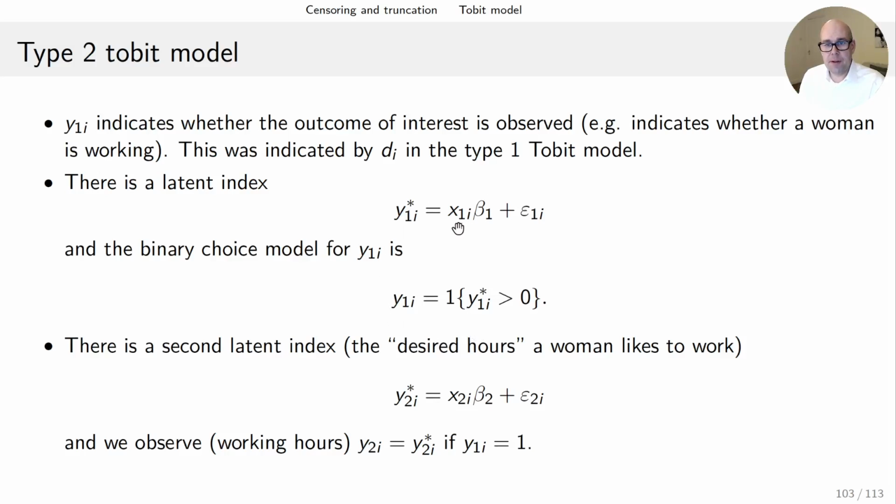So observe that we have here the x1i, and we have a parameter, a vector beta 1. And on top of that, there's a second latent index, and that would be called in this example the desired hours a woman likes to work. And that would be y2i star, and is given by x2i beta 2 plus epsilon 2, and we observe y2i star as y2i if y1i is equal to 1. That is how the model works.